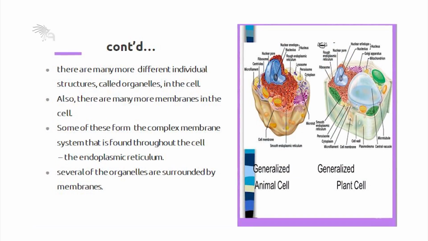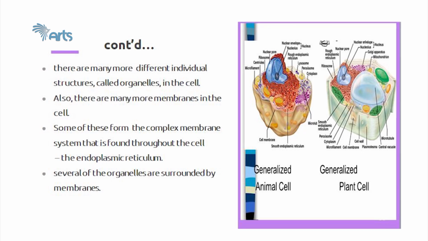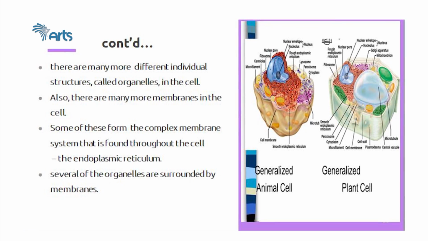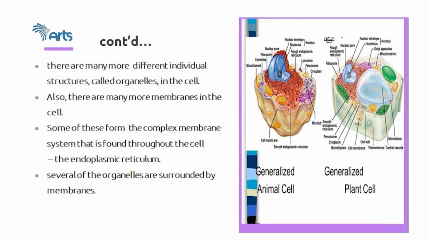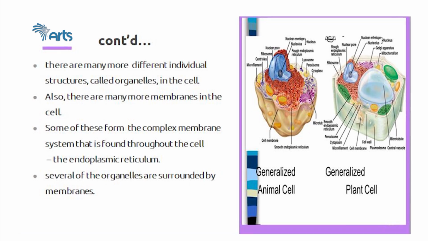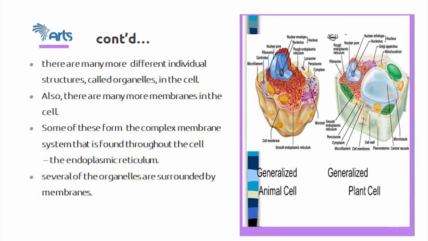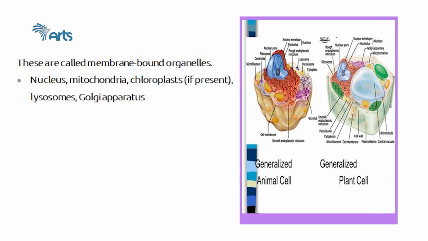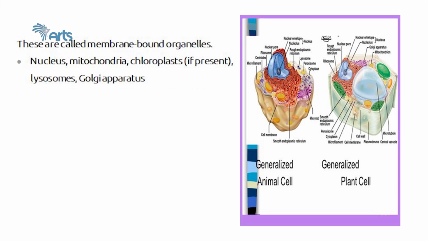There are many more different individual structures called organelles in the cell. Also, there are many more membranes in the cell. Some of these form the complex membrane system that is found throughout the cell, the endoplasmic reticulum. Several of the organelles are surrounded by a membrane. So here we have different structures of the cell, the organelles. These are called membrane-bound organelles: nucleus, mitochondria, chloroplasts if present, lysosomes, Golgi apparatus.